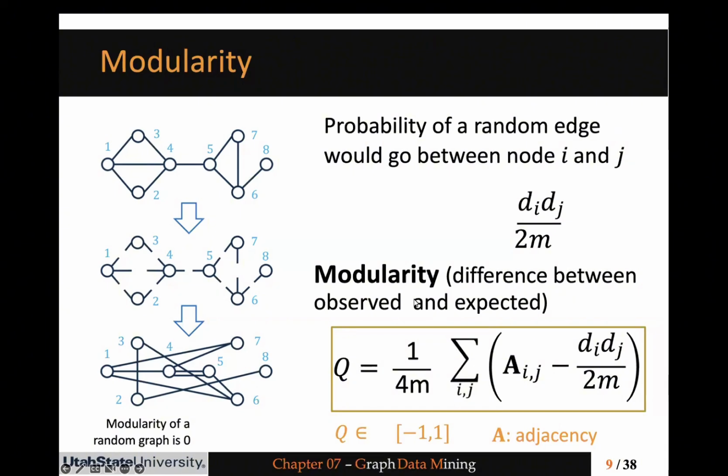And 1 over 4m is a normalization factor. Why is that? A factor of 1 over 2 comes from the adjacency, because I am counting the existence of an edge twice, from i to j and from j to i. Another 1 over 2 comes from the fact that I'm counting the probability of edge existence between i and j twice, from ij and from ji, when I sum over all i and j. Therefore, we need to normalize. It's just a normalization factor of 1 over 4m.